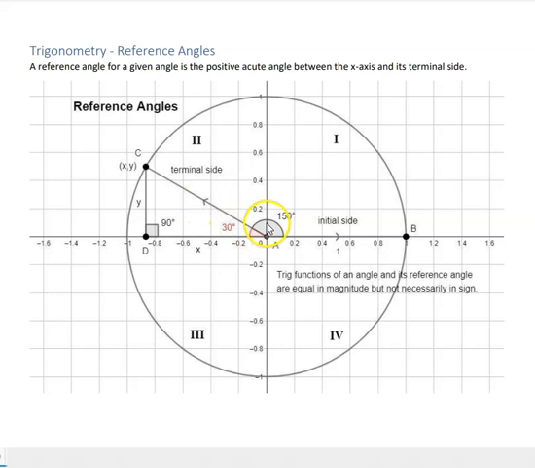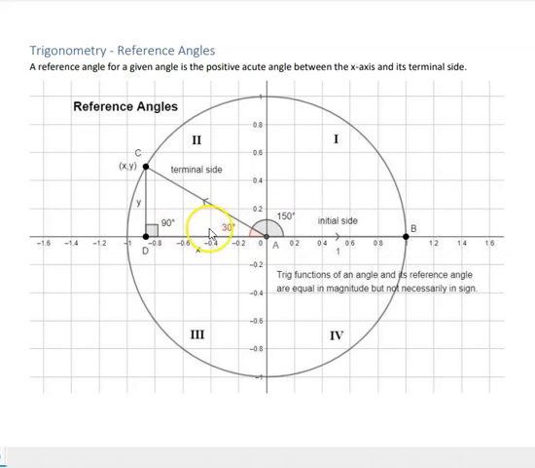Anyway, back to our topic of reference angles. So how do you find the reference angle? You look at the angle formed by the x-axis and the terminal side. How do we know what it is? Well, this is 150. If you went all the way over to 180, then you'd be at the x-axis. So you have to take 180 minus 150 and you get 30.